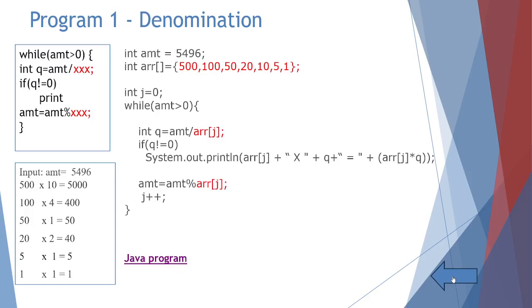The same program which we have discussed in the previous slide: while amount greater than 0, int q is equal to amount divided by ARR of j. ARR is the array, j is 0, that means 500. Then after the if statement, those two lines we will understand after understanding the updation part. Two updations: amount equals amount modulo ARR of j. We are updating the amount with the help of remainder. And j plus plus, very important.